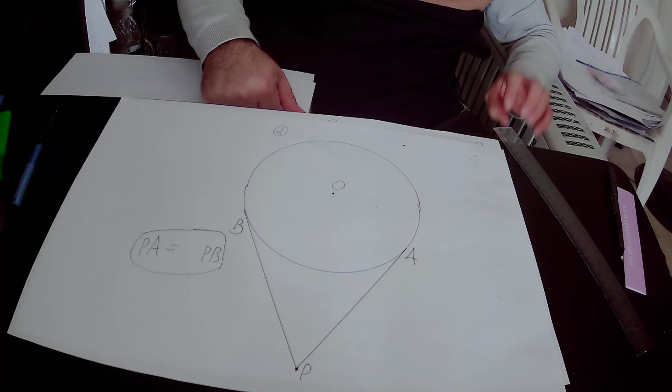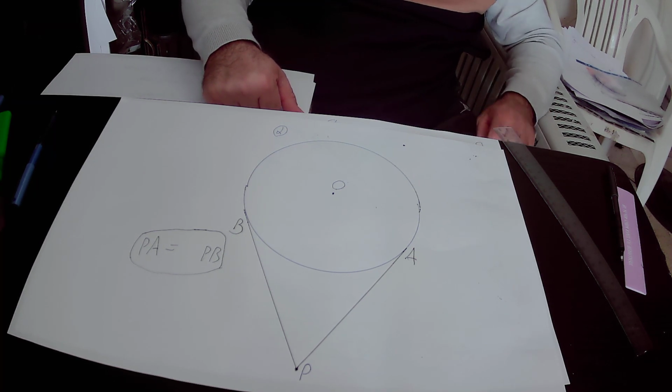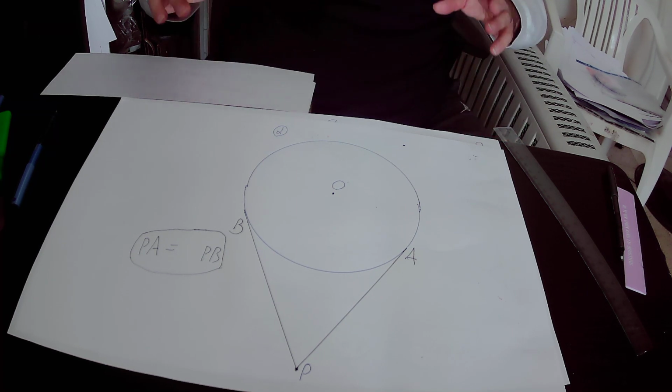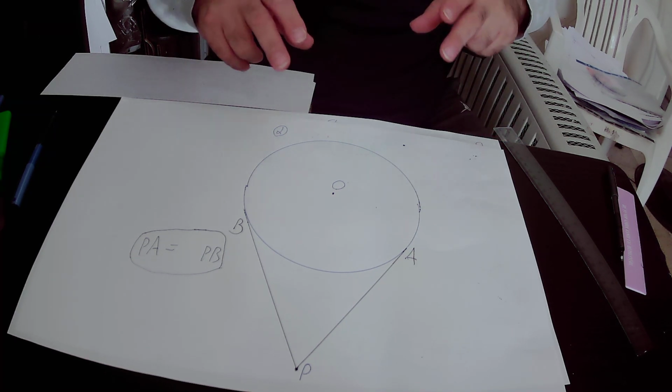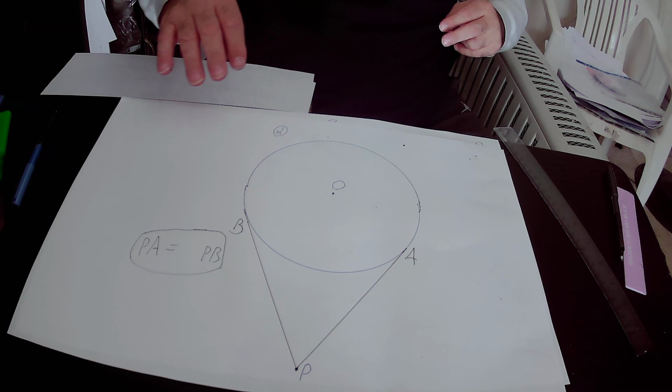So whenever you draw two tangents to a circle from an external point of a circle, then the lengths of those two tangents will be equal to each other. In this case, PA equals PB.